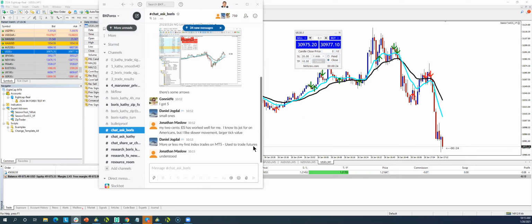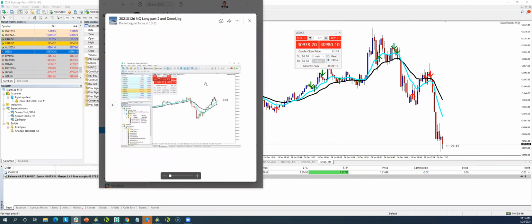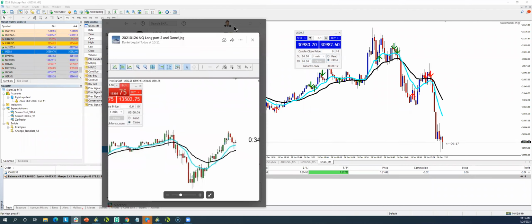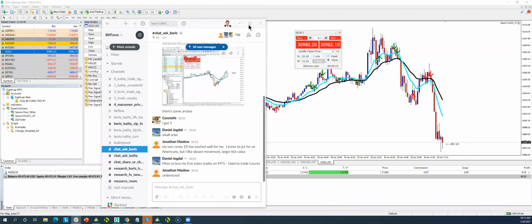Okay, so let's take a look at Daniel's stuff before we go, because Daniel did a good job. So let's see if I can get bigger here. Let me see if everybody can see this. Hang on, let me see if I go full screen.